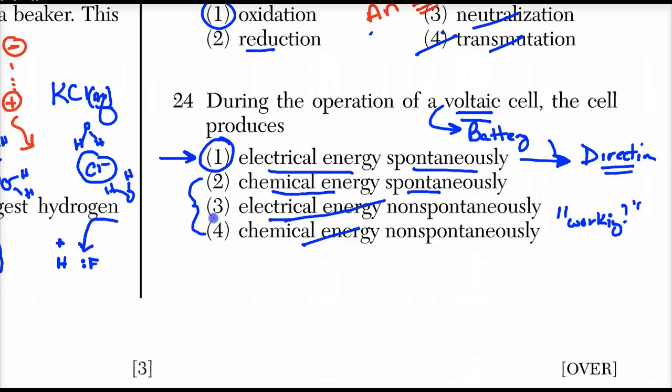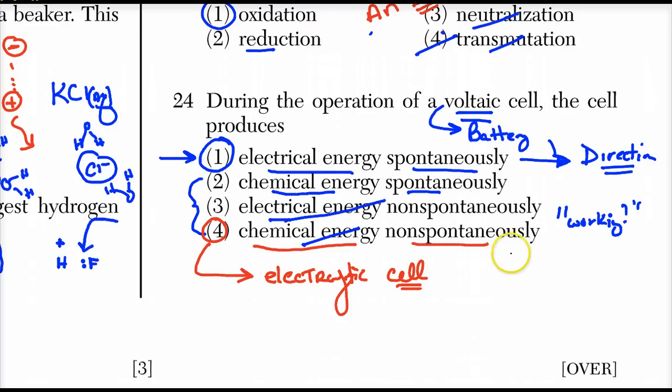And I guess number 4 would be the best choice for an electrolytic cell. Look at the word electrolytic cell. This one requires a battery. Electroplating, electrolysis of a fused salt. So you're creating a chemical reaction non-spontaneously because you need a battery to make it happen. So this is the voltaic cell, it's the battery. These two make no sense.